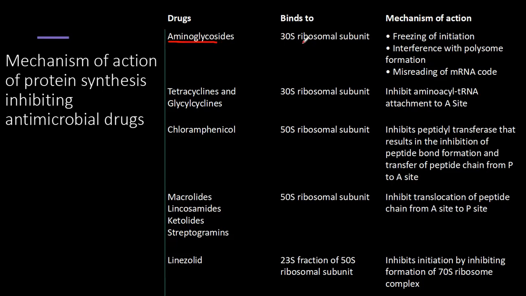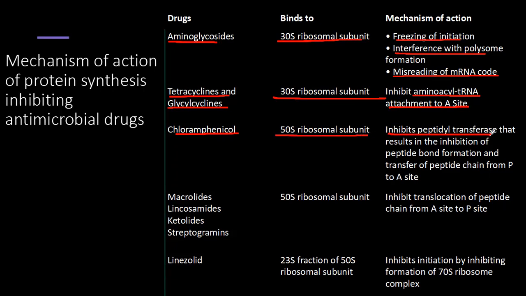Now, aminoglycosides bind to the ribosome. How do they act? Three ways. They freeze initiation, they interfere with polysome formation, and they also cause misreading of the messenger RNA code. Now, tetracyclines and glycylcyclines also inhibit amino acid transfer RNA attachment to the A site, so they prevent it from attaching to the A site. Chloramphenicol binds to the 50S ribosomal subunit and inhibits peptide transferase, and this will result in the inhibition of peptide formation and also the transfer of the peptide chain from the P site to the A site.